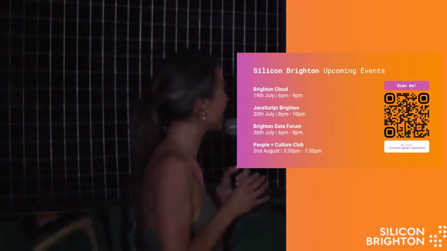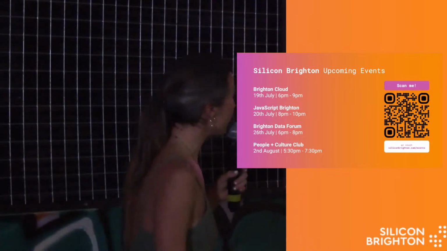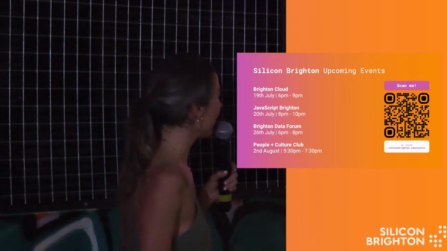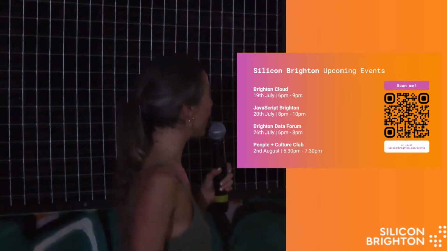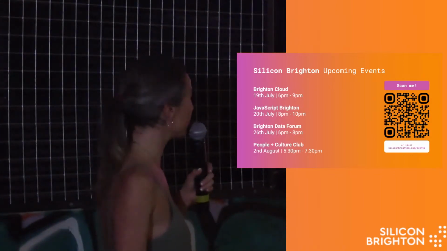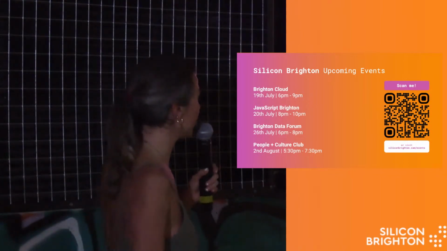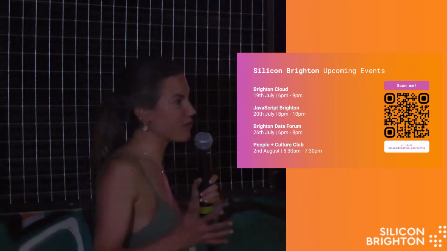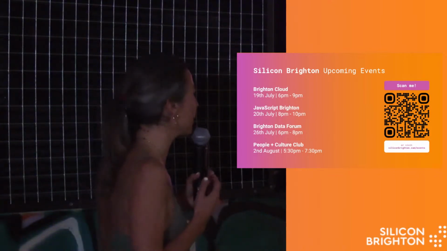Next and final slide, thank you. And this is hopefully just an idea of the breadth and quantity of events that we put on every week. We've got Brighton Cloud tomorrow. That's at a local company called Motorway. JavaScript Brighton is happening on Thursday. That's at the Walrus. Very much just a social, grab a pint and have a chat to some JavaScript people.